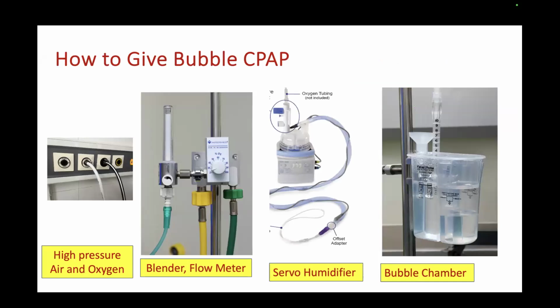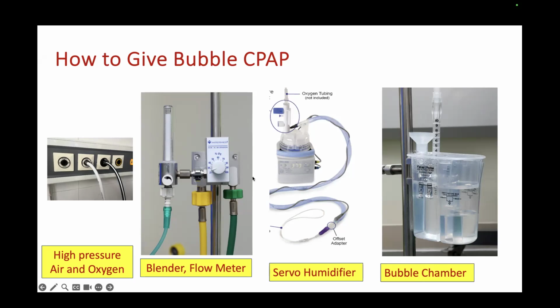So how do we give CPAP for such babies? Especially how do we give Bubble CPAP? For giving Bubble CPAP, you need compressed air source, you need compressed oxygen source, you need a blender, you need a flow meter, you need a servo control humidifier, which is equipped to deliver the air oxygen at the nose at 37 degrees Celsius and at 100% relative humidity. And you also need a pressure generator, which is a bubble chamber in Bubble CPAP. So the combination of all this is Bubble CPAP.